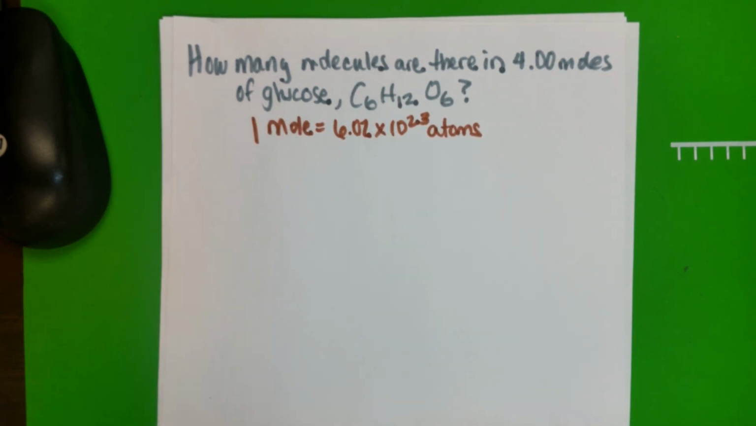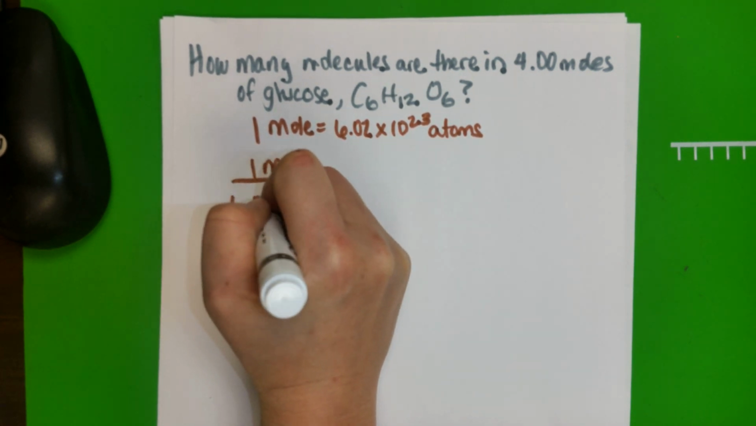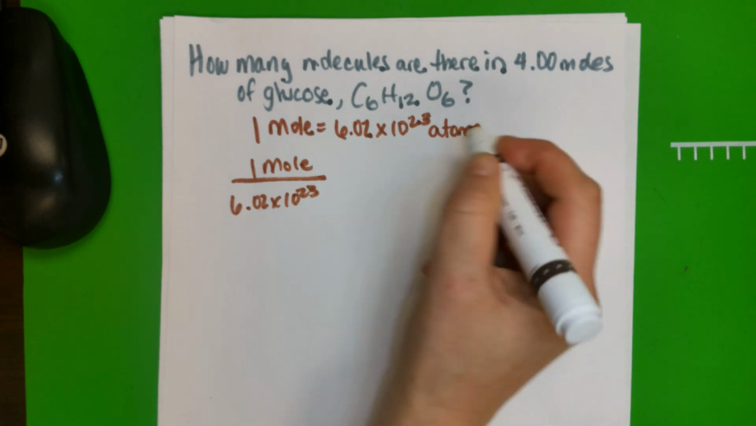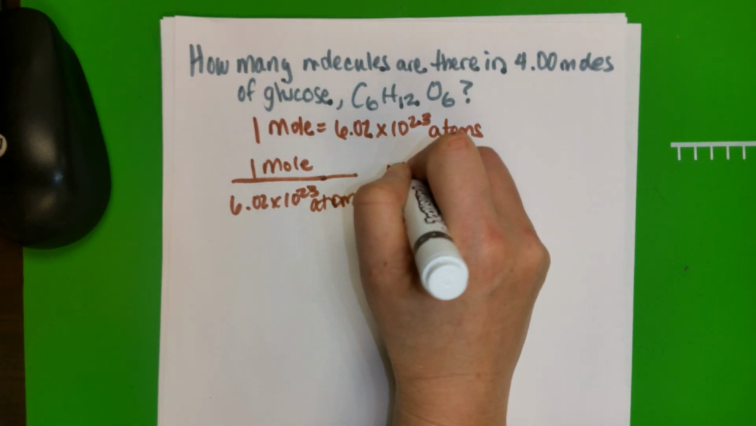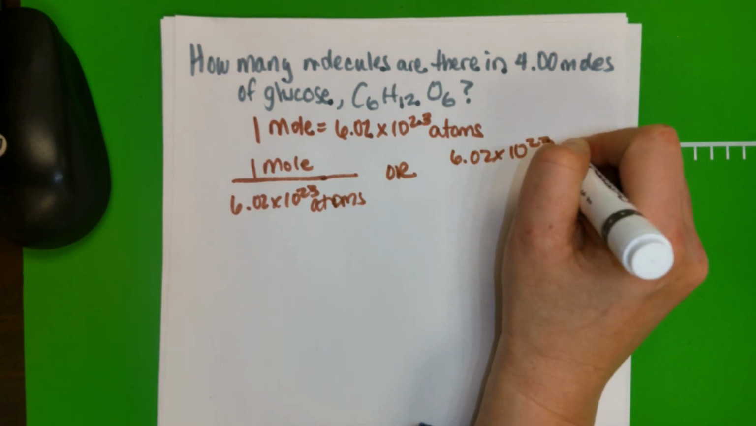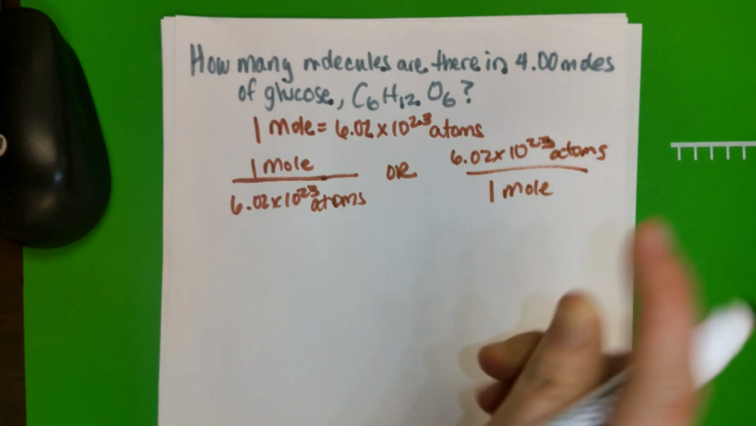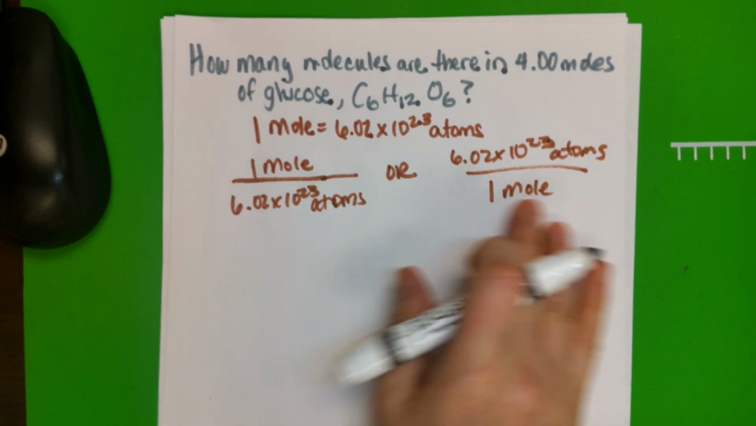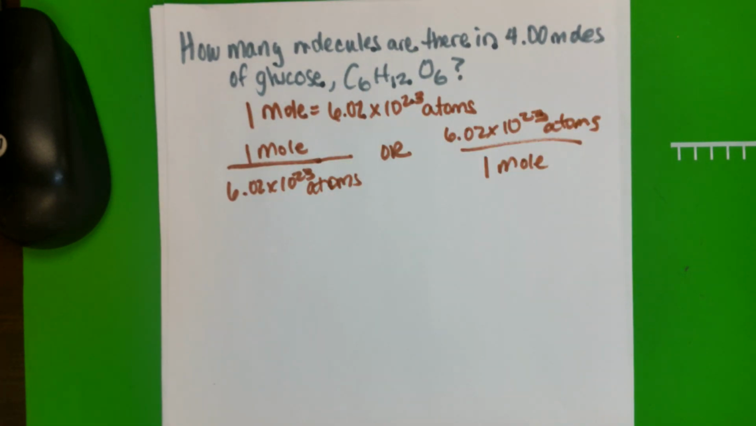So again, it's either going to be 1 mole over 6.02 times 10 to the 23rd atoms, or it's going to be 6.02 times 10 to the 23rd atoms over 1 mole. So your conversion is going to be one of these two, and it really depends on your given and unknown. Let's start with our given number.